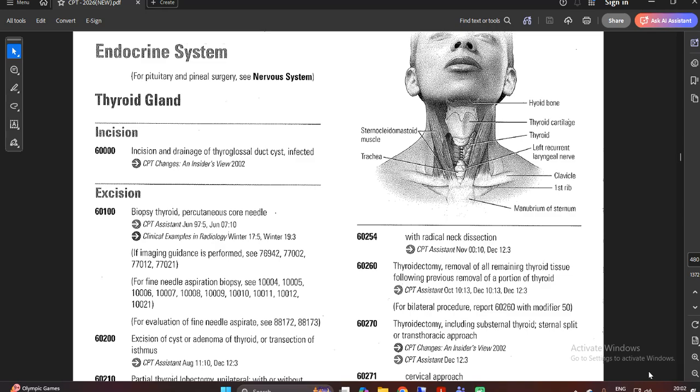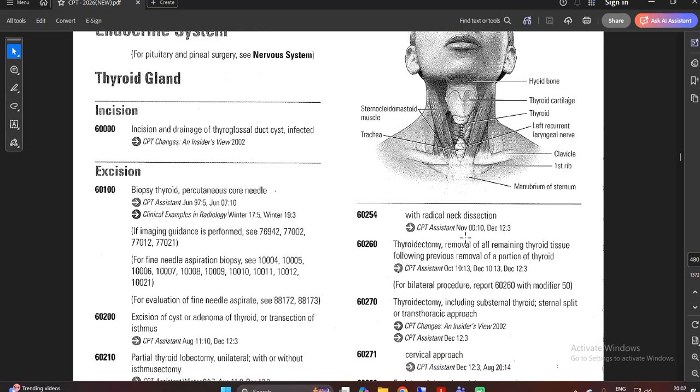So today we will see the endocrine system. Endocrine system procedures are also a bit important whenever you want to code same day surgery procedures. Regularly you will get procedures from the endocrine system, mostly thyroid gland or thyroidectomy. So first in the endocrine system we need to learn the thyroid gland.